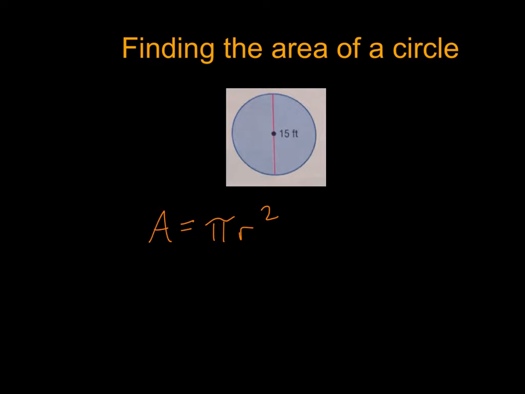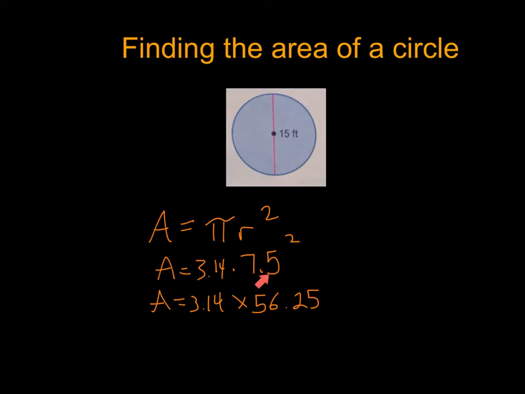Now I just plug in my numbers, but be careful here because I have a diameter and I don't have a radius. But remember, I know that a radius is just half a diameter. So I'm going to take half of 15. If I needed to, I could calculate it by doing 15 divided by 2. But I know that half of 15 is 7.5. I'm going to square that. And I know pi is 3.14. Now I'm going to solve this. When I did 7.5 squared, I got 56.25. And I'm going to times that by pi, which is 3.14.